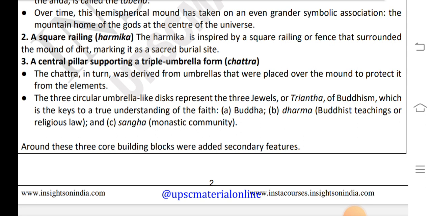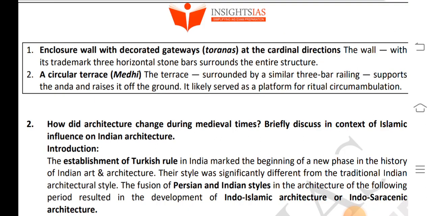A central pillar supporting the tiers of umbrellas forms the Chhatra. The Chhatra in turn was derived from the umbrellas that were placed over the mount to protect it from the elements. The three circular umbrellas, like discs, represent the three jewels or Triratna of Buddhism, which is the key to the true understanding of the faith: the Buddha, Dharma, the religious law, and the Sangha, the monastic community. Around the three core building blocks were added other features.